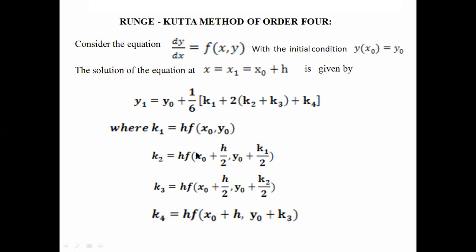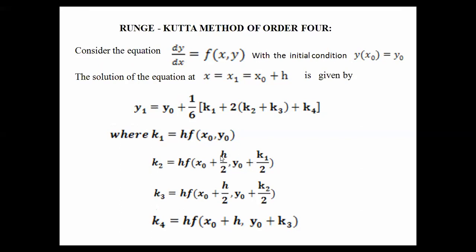And what is k2? The slope is taken very near to that point. That is h into f of x naught plus, for this x coordinate, add half of h, that is x naught plus h by 2. And for y naught, you add half of this k1 obtained earlier, so y naught plus k1 by 2. This value you have to find. That is nothing but the slope of the curve very near to that point. Right? Instead of a point far away, it is made very close to get a good answer. That's the theory behind that.